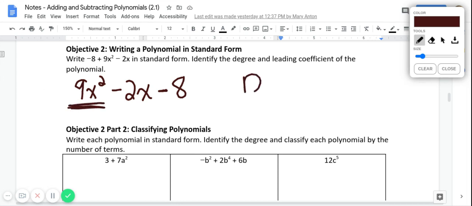So this degree, remember this is different than a monomial. We don't add the exponents. It's just the exponent of the highest exponent term. So this one has an x squared term. That's our highest exponent, so our degree is 2. And now our leading coefficient is the coefficient, or the number, the constant, next to our highest degree term, which is 9.